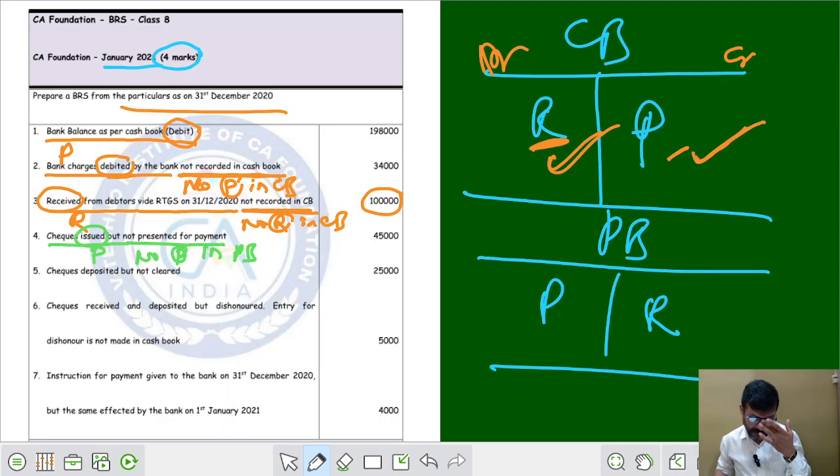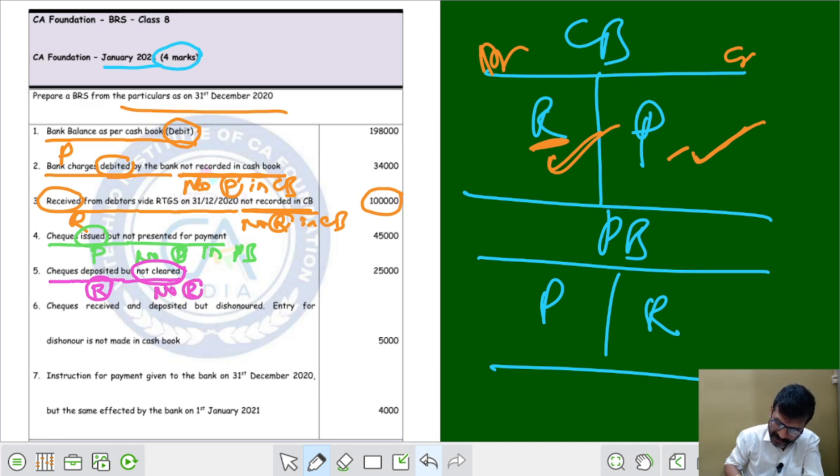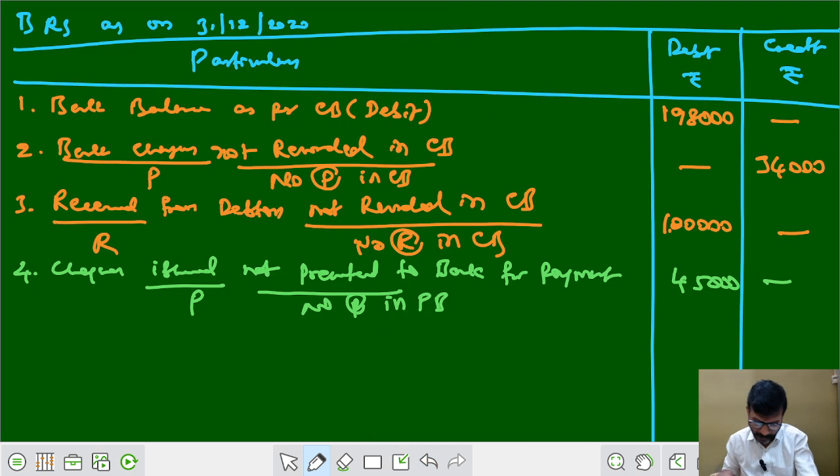I hope, my dear kids, you are understanding in a better way. See the next one, point number 5. Checks deposited means receipt, but not cleared. Now my question is, when a check is presented, who has to clear it? The check is presented to the bank. After presenting a check, who is supposed to collect it? It is the duty of a banker. Since it is not cleared, not collected by the bank, it means no receipt in the passbook. Amount is 25,000.